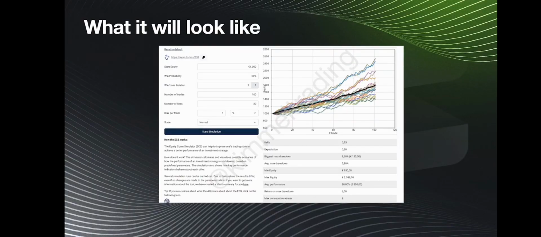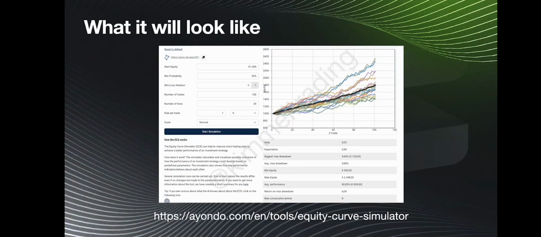Now, what will this look like? Basically, this is an equity curve simulator, and you can play with this on this website that is going to be linked in the show notes. Basically, we have the starting equity, the winning probability, the win to loss ratio, the number of trades you want to test this on, number of lines, which is number of times you want the program to run this. And then this is basically going to tell you the expectation of reward, your biggest max drawdown, your average max drawdown, your minimum equity and your maximum equity, and your average performance.